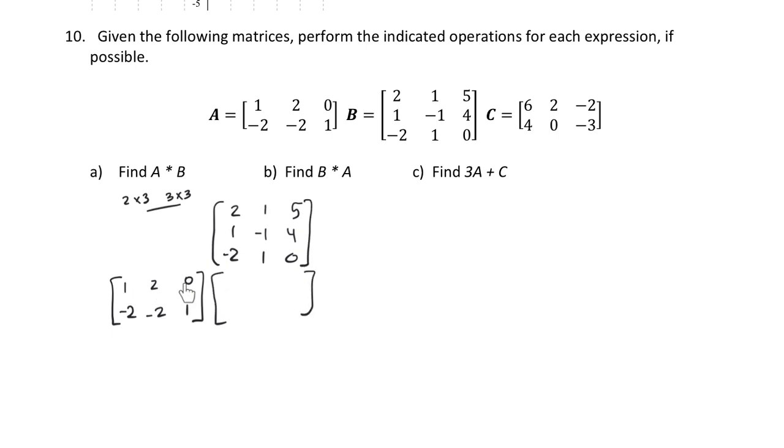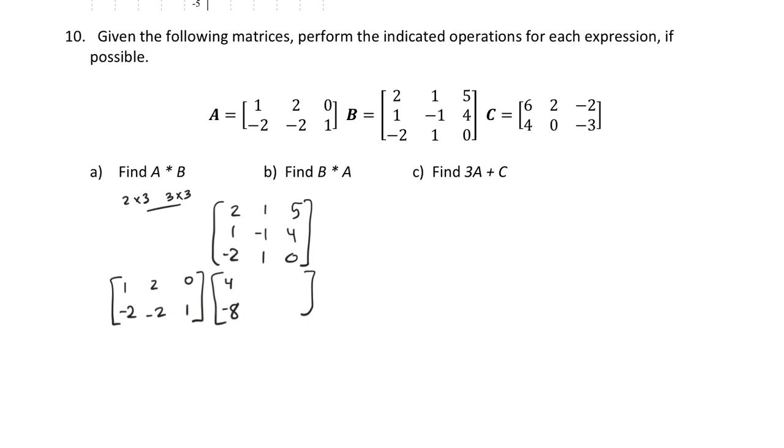For this first entry, we're going to go across the row, down the column. So 2 times 1, that's 2. 2 times 1 is another 2, and then 0 times 2. So 2 plus 2 plus 0 is 4. This entry is going along the bottom row down the first column. So that makes negative 2 and 2 makes negative 4. Negative 2 and 1 makes negative 2. And then 1 and negative 2 makes negative 2. So we've got negative 4 plus negative 2 plus negative 2, which is negative 8.